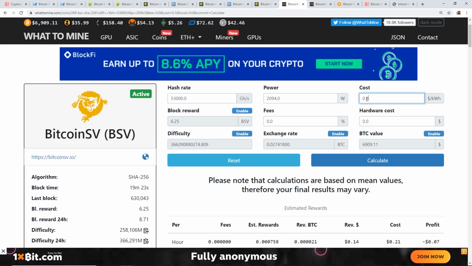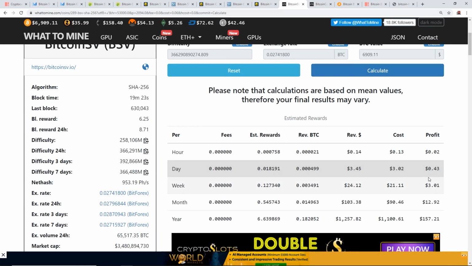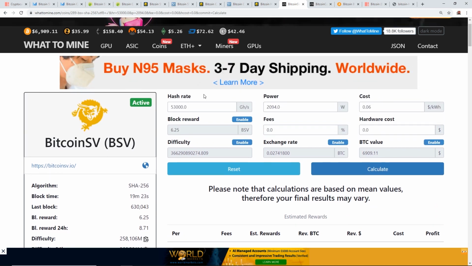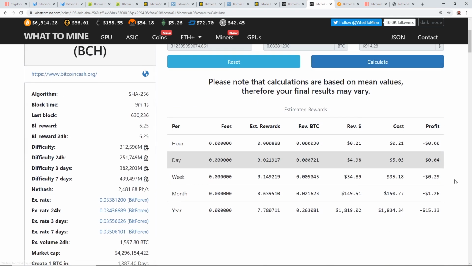If we go to 6 cents per kilowatt hour, for some businesses that have subsidized electricity, you can see here they're still profiting about 43 cents a day. So realistically, people that have big warehouses or are doing it as a business or have subsidized electrical costs are going to be profitable. Same thing, Bitcoin Cash, okay, 53 terahash Antminer S17, 2000 watts, 10 cents per kilowatt hour, hit calculate.